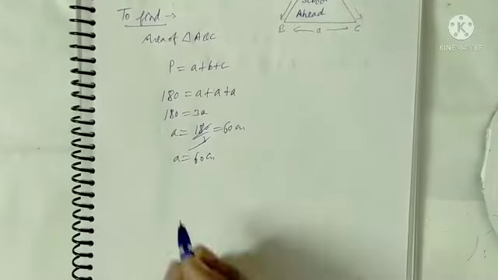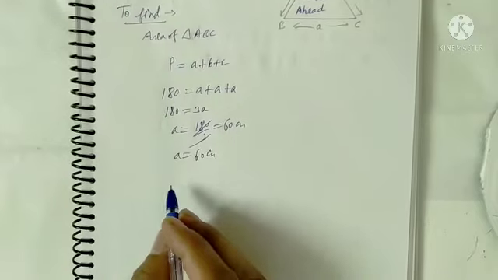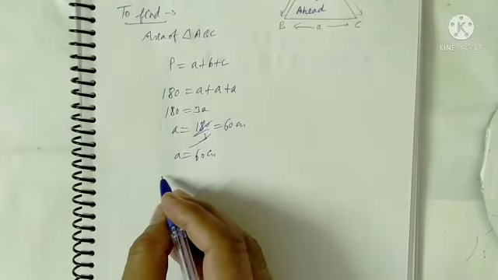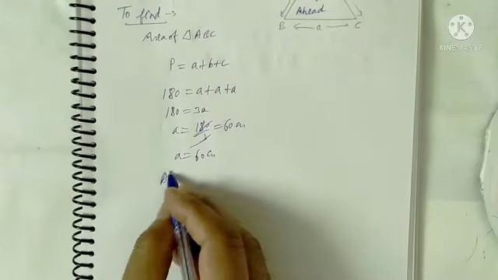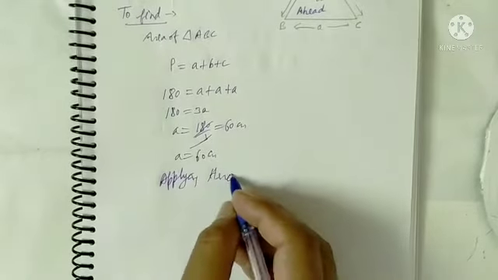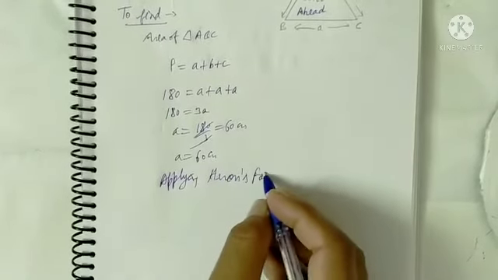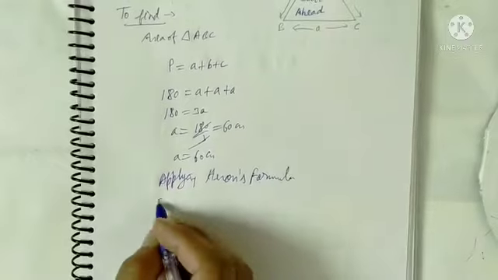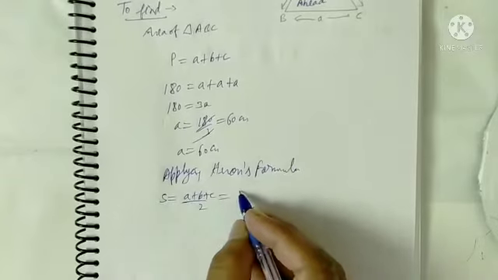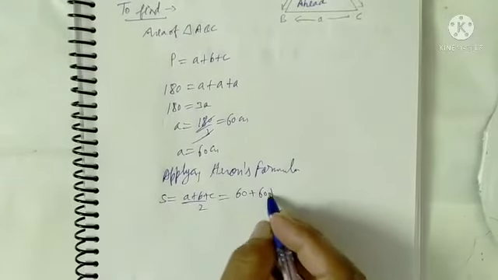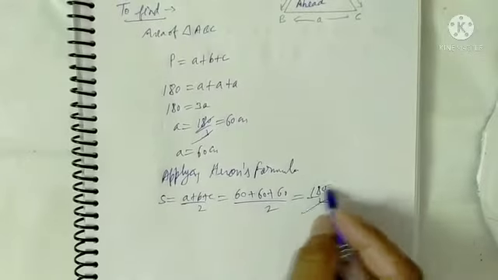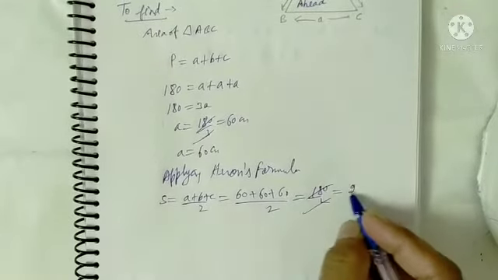Here we take out the area by application of Heron's formula. We will apply Heron's formula here. S is equal to A plus B plus C upon 2, and you know that is 60 plus 60 plus 60 upon 2. It means 180 upon 2. If you divide, it will be 90.